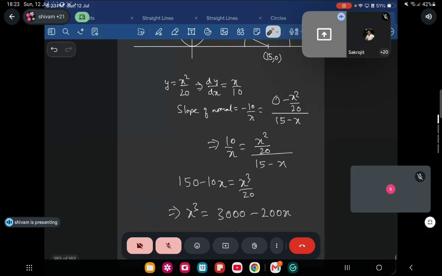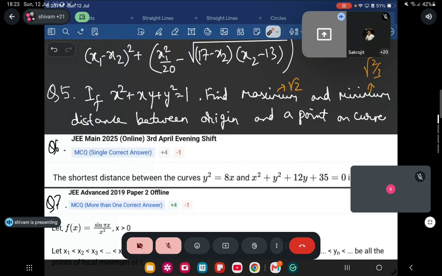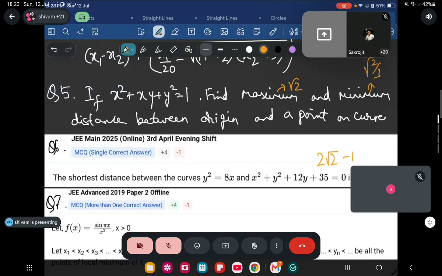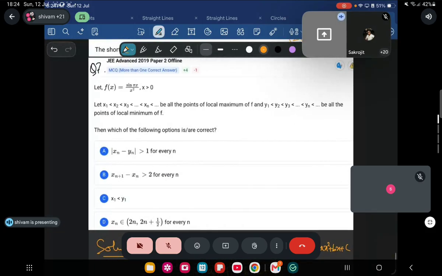Okay, next, number 6. Number 6, the answer is given as 2 root 2 minus 1. Check. Yes, root 2 minus 1. Very easy. Again, a circle and a parabola are given. See, it came in JEE Mains also, 2025. Very easy, right? Tell me. Next one came in Advanced 2019 paper 2. The answer is A, B and D.